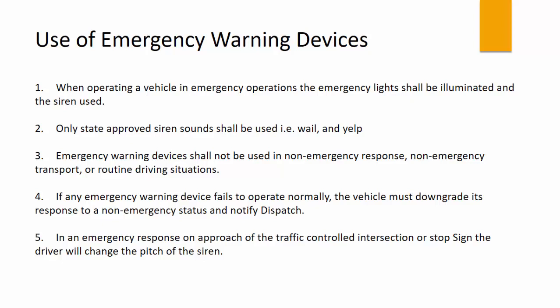When operating a vehicle in emergency operations, the emergency lights shall be illuminated and the siren will be used. Only state-approved sirens shall be used, which are pretty much all of the Whelen siren tones that we have. Emergency warning devices shall not be used in non-emergency response, non-emergency transport, or routine driving situations. If any emergency warning device fails to operate normally, the vehicle must downgrade its response to a non-emergency status and notify dispatch. In an emergency response on approach of a traffic-controlled intersection or stop sign, the driver will change the pitch of the siren, usually to the more high-frequency sirens, other than the wail.